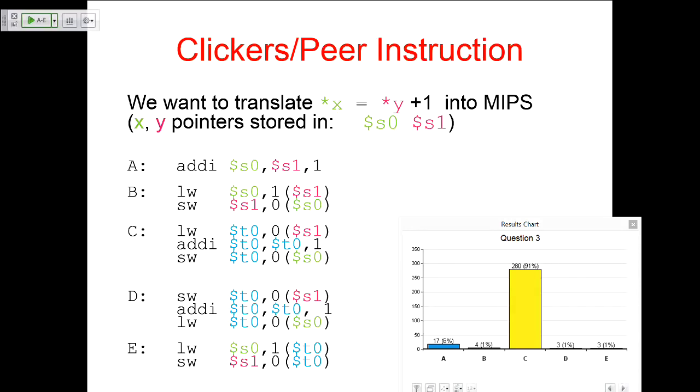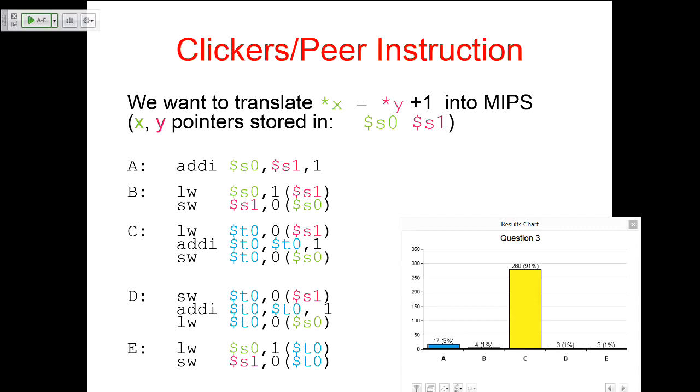Then we do add immediate because we're adding a constant. Add immediate uses this temporary T0, which is where our star y is stored, and adds a 1. Then we do a store word from the register T0 to the memory. Again, we're computing the memory address to store to by looking at a pointer which is in register S0. That's our x. We add 0 as the offset because that pointer is exactly where we want to be in the memory, and then we store T0 there.